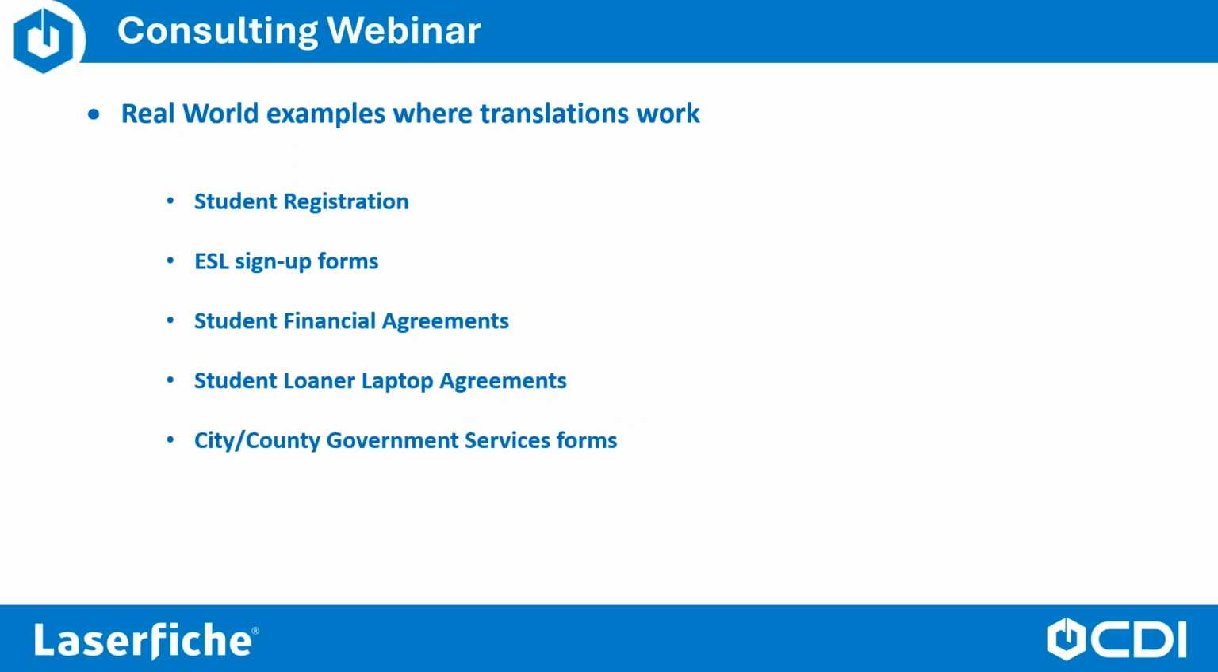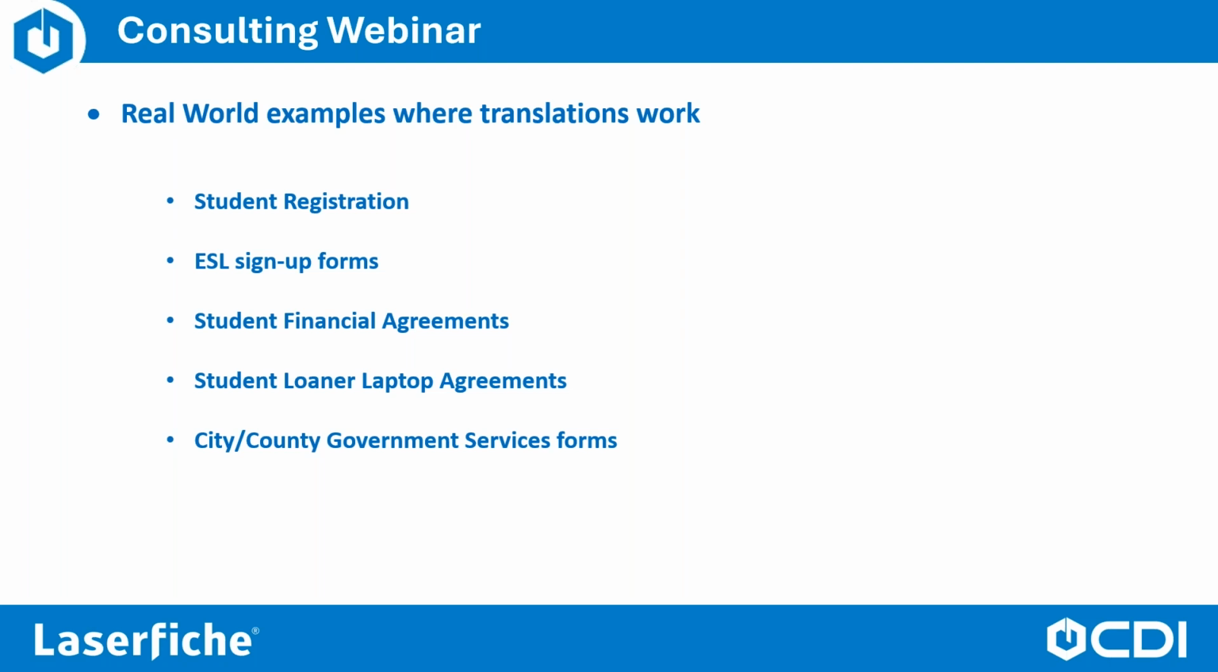Now, where does this happen in the real world? Quite often we find it in lots of different government and pseudo-government environments like schools and school districts. We have student registration forms and we have to have multiple languages. ESL for students, any ESL classes or ESL sign-up forms. Well, that's pretty obvious. This would be a great implementation when we have translation in there. Financial agreements, laptop loaner forms, and any city or county government services forms where we do have to provide language capability.